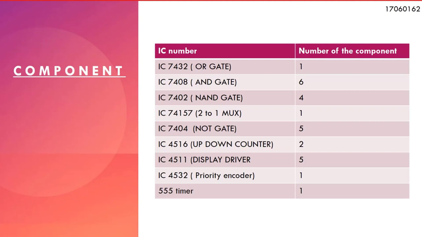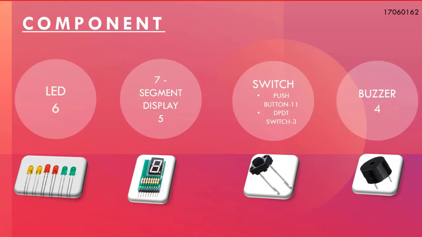Components we used in our project are basic gates, 555 timer, counter, decoder, priority encoder, and muxes. Besides, we have used LEDs, 7-segment displays, buzzers, and switches to take input and show the output.